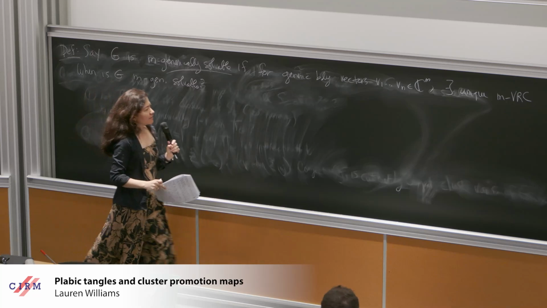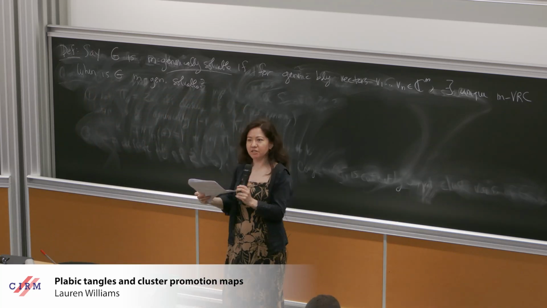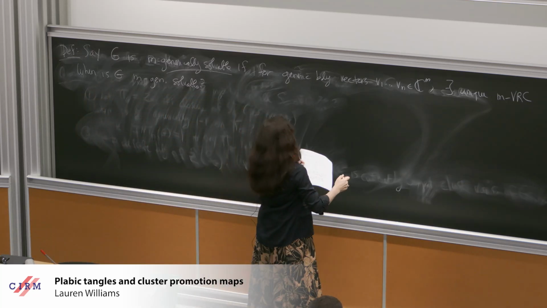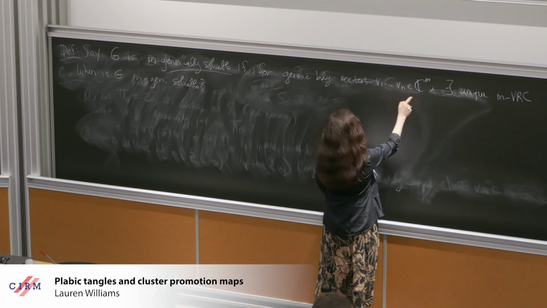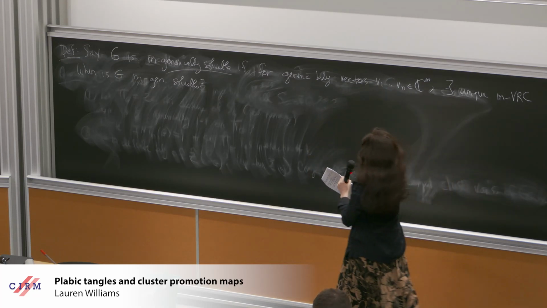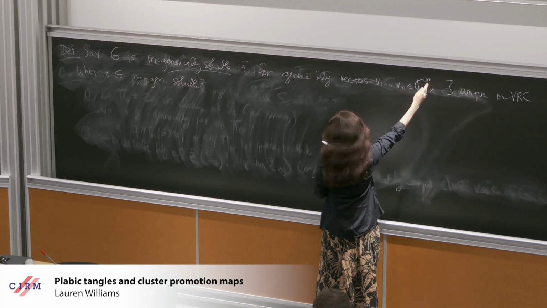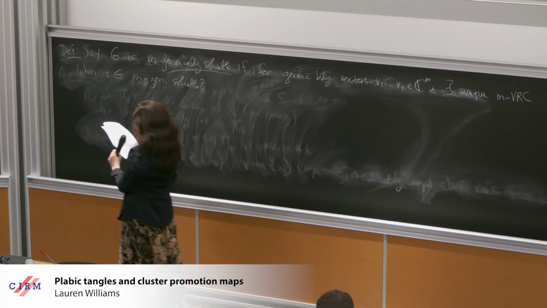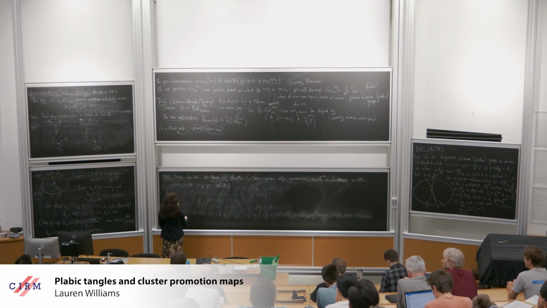So the question, of course, is when is G M generically solvable? And the key point I want to mention here is that I care very much about these n vectors having no relations among them. I really want these to be n vectors in CM with non-vanishing Plücker coordinates.